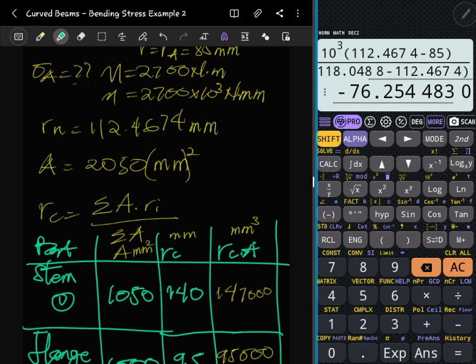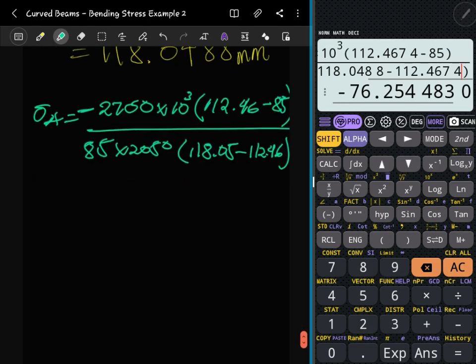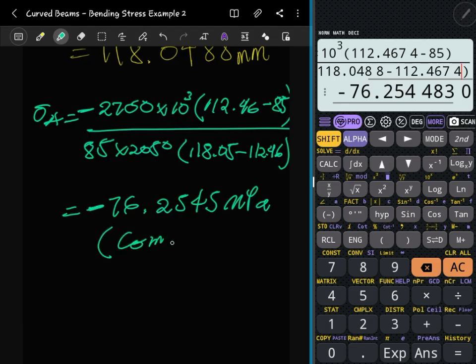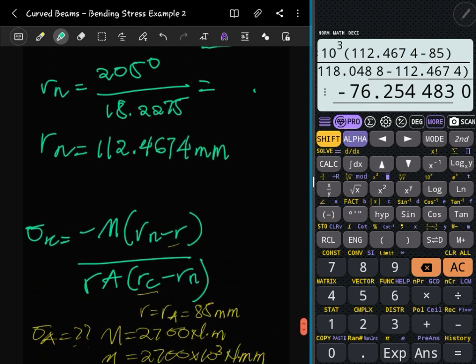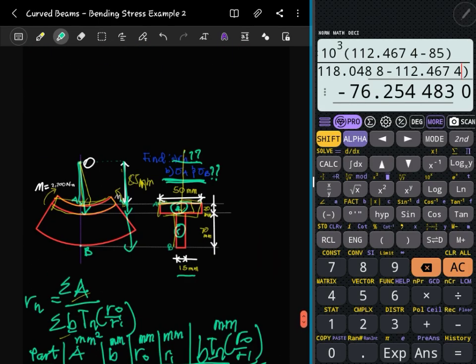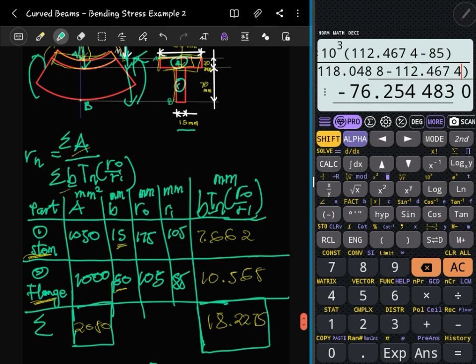And what are we getting? This is what we're getting for the stress at A: minus 76.2545 megapascal, because everything is in mm. Because of this negative here, it means it's under compression, and you can look at it and see the physics behind that. At A, the moment is this way, so the fiber at that side tends to be in compression. It's being compressed at that side.